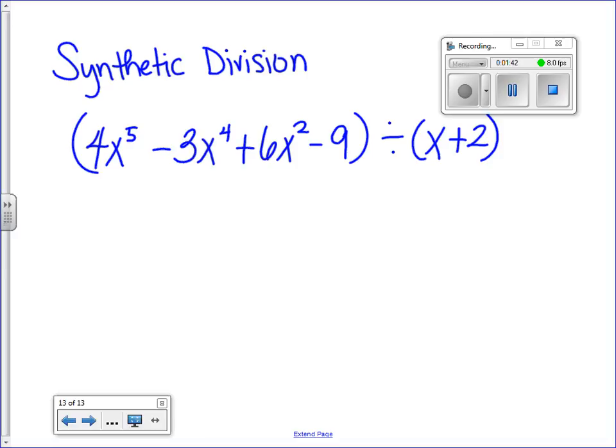Okay, we're going to do this problem, but we're going to do it with synthetic division. And I'm going to show you the entire process of synthetic division.